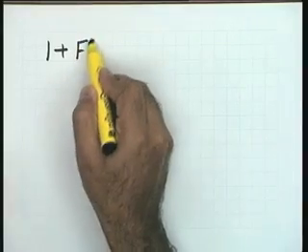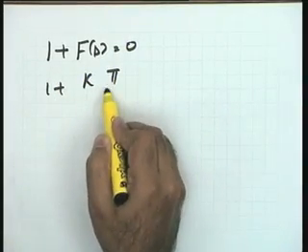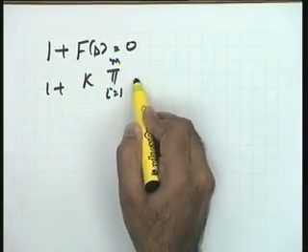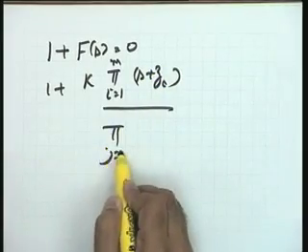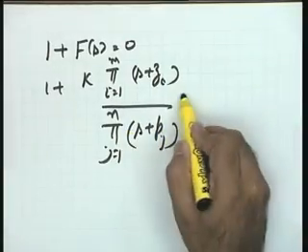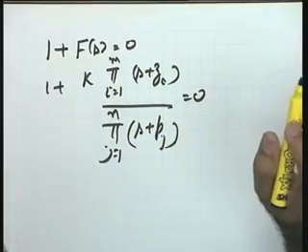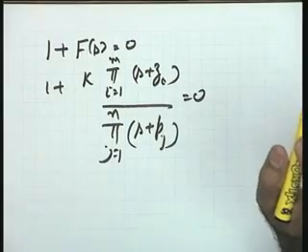So I have a specific objective today, and to complete that objective I immediately rush to this equation: 1 plus F(s) equal to 0, or 1 plus K product over i equal to 1 to m of (s plus zi) over product over j equal to 1 to n of (s plus pj), whatever may be the source of this equation. I call K the root locus gain, not necessarily the system gain. I don't call it a system gain.